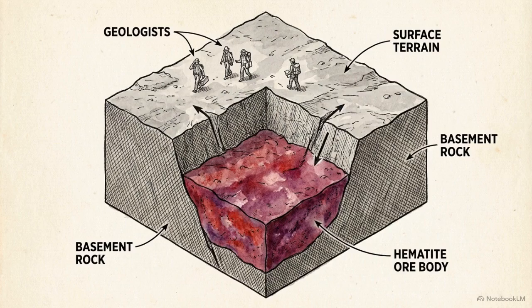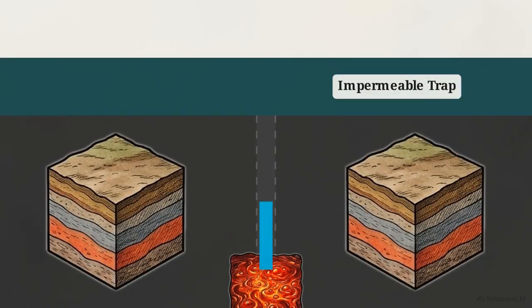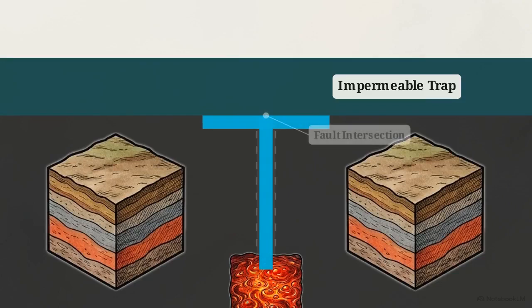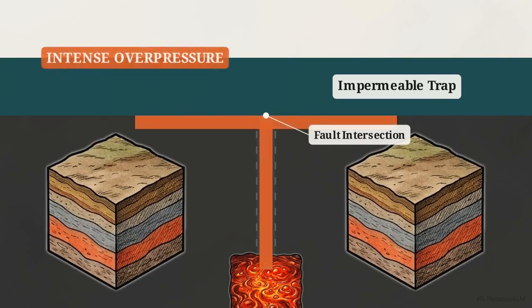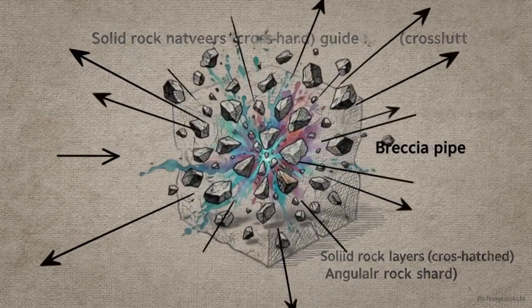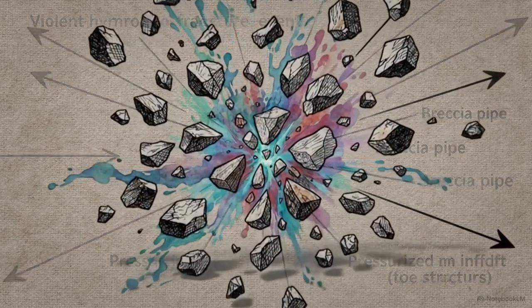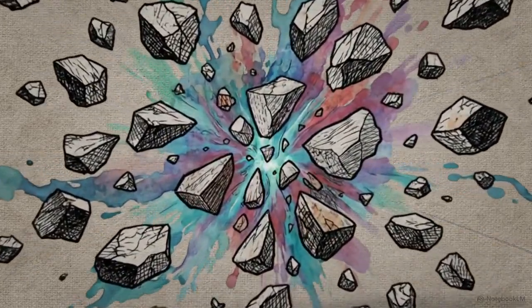An exploration team relying strictly on magnetic highs will interpret a magnetic void as barren rock, walking directly past a massive, disguised hematite system. Sometimes, extreme pressure creates extreme structural variations. The IOCG breccia subtype forms when a volume of fluid hits an impermeable trap at a fault intersection, creating intense overpressure. The pressure builds until the rock hydrofractures. This explosion creates highly permeable breccia pipes, allowing rapid fluid flow and metal deposition within shattered rock.